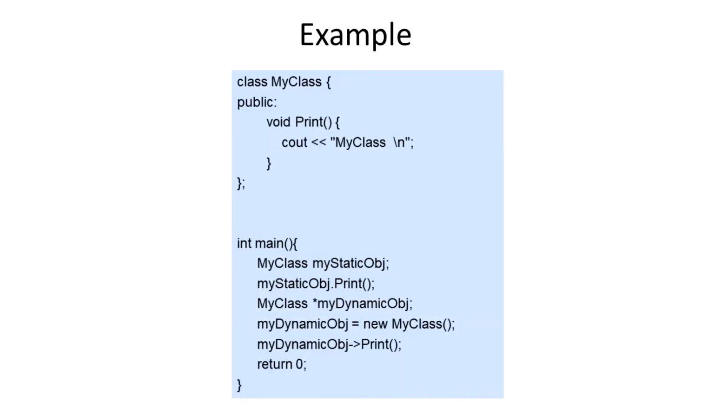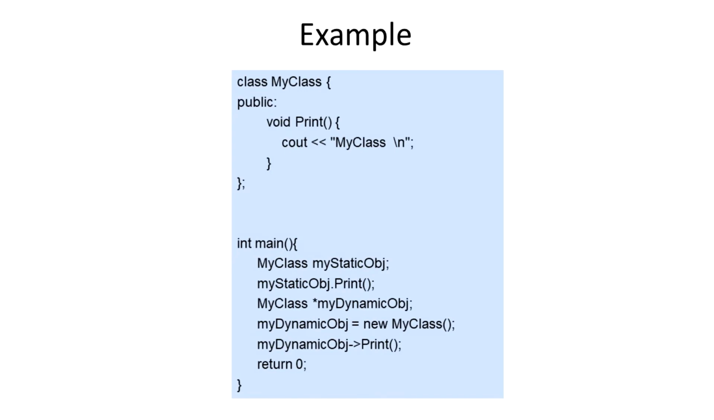And here we see an example of both a declaration of a static object and a dynamic object. If we have a look at the main function here, we see that we're first of all creating a static object, which is conveniently called myStaticObj, then calling the print method on that using the dot operator. And the print method, of course, resides in the class called myClass. So that's where that resides. It's in the public interface as well, so we can access it.